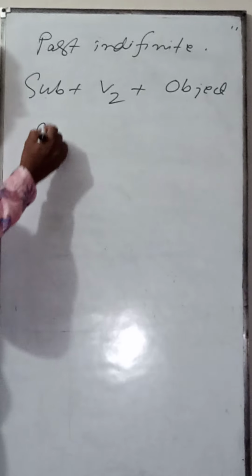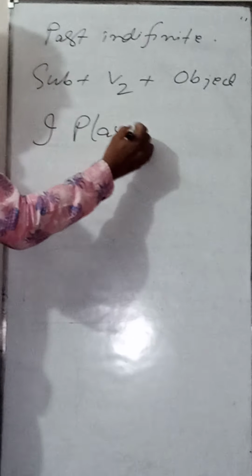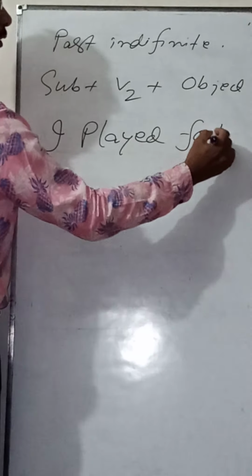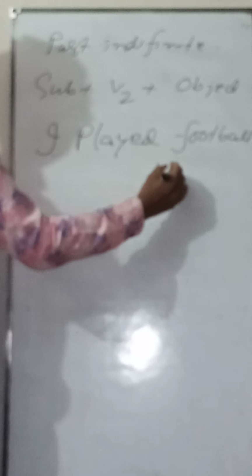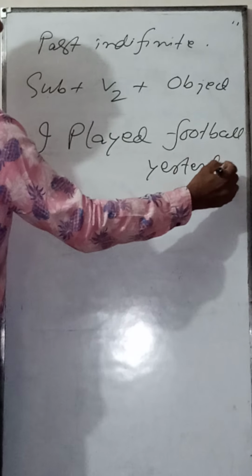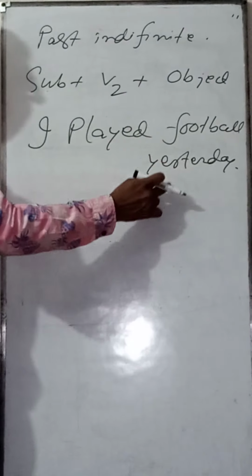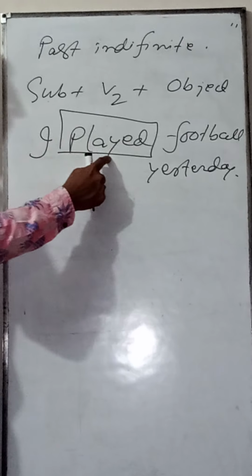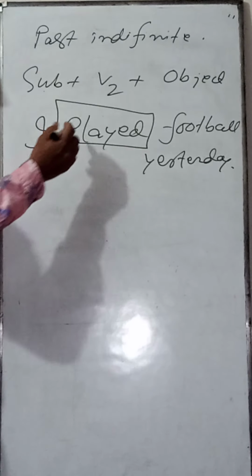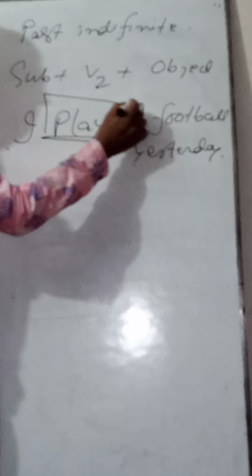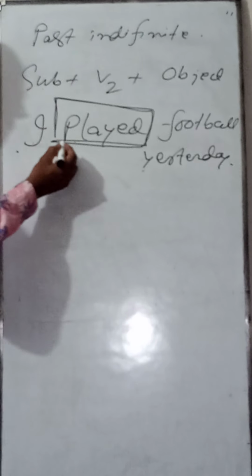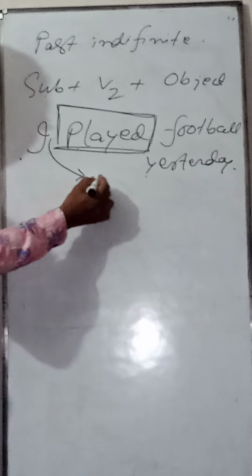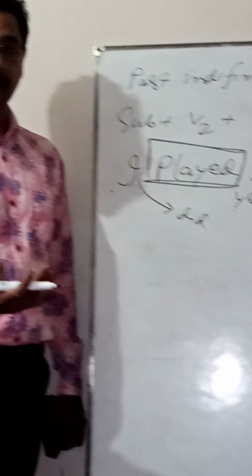For an example, I played football yesterday. You see, this is the past tense. Subject, V2, and object. And you see, if you find the past form of a verb after the subject, the auxiliary verb will be did. I have already discussed in the previous class.